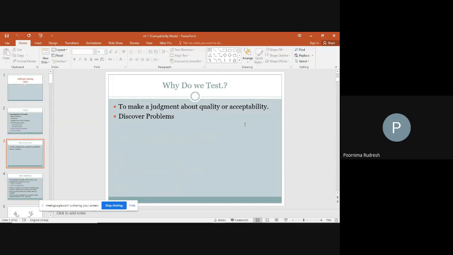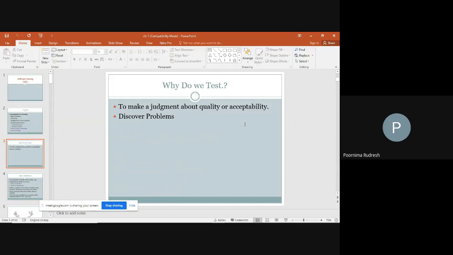Why do we go for testing, or why we are performing the testing? So the main reason for performing the testing is to make a judgment about the quality or the acceptability of your products. Okay, let us consider that you have developed one app. So before delivering to the user, we have to test it. So why you are testing that app? To check the quality or the acceptability of the app that you have developed, right?